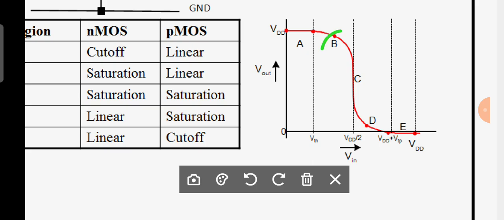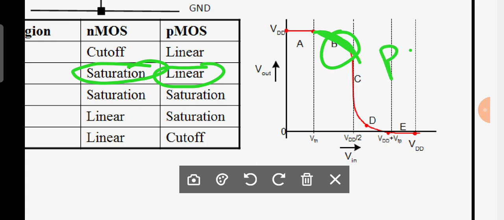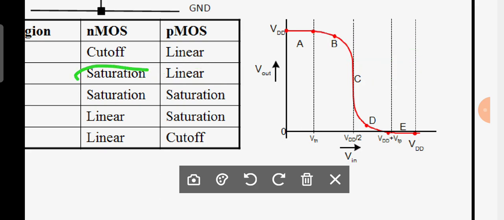Therefore, in region B, if you observe very clearly, the PMOS is in the active region. Is it understood? And the NMOS is in which region? Saturation region. I hope you are getting the point. Why? Because here the curve starts to decrease. When will it start to decrease? Whenever the pull-down transistor turns on, it will start to decrease. But it is nearer to VDD. Therefore, in this region the pull-down transistor is in saturation, but the PMOS is in active.